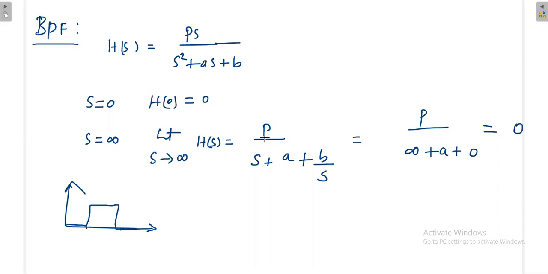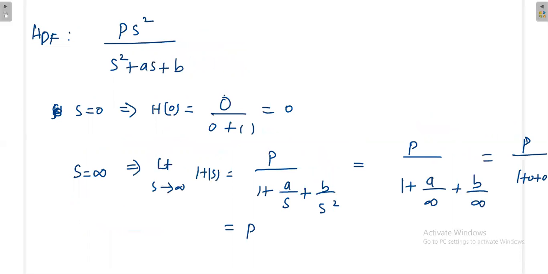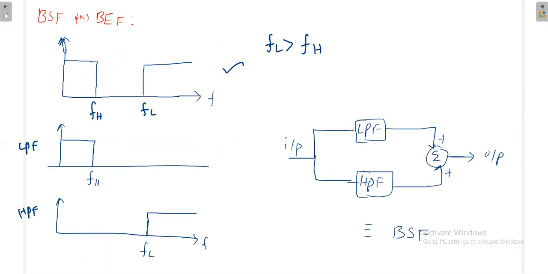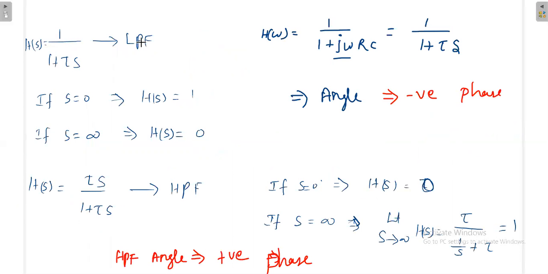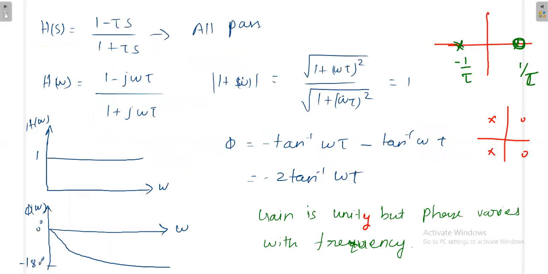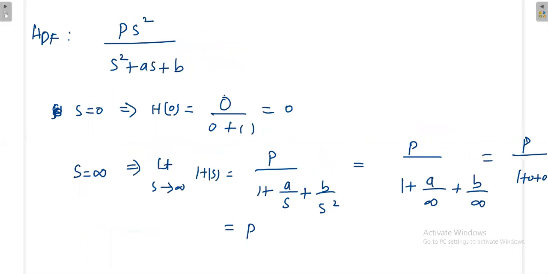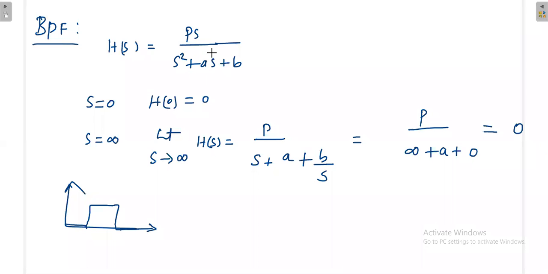Okay, if we see one thing here: for a low pass filter, we have written the first order equation. High pass filter also we have written the first order equation. Similarly, for low pass filter and high pass filter, we have written the second order equation. But for band pass filter, we are writing the higher order filter equation, not in the first order.